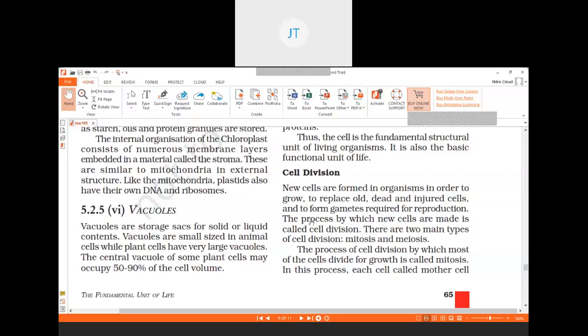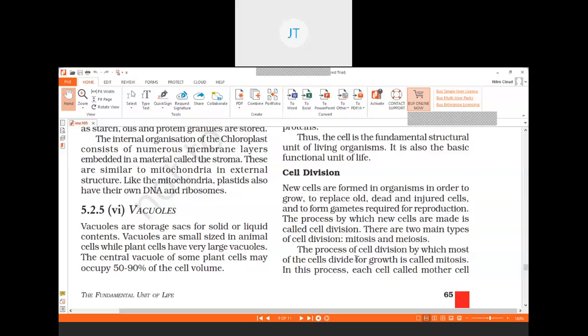Okay, the process by which new cells are made is called cell division. Simple definition: there are two main types of cell division, mitosis and meiosis. The process of cell division by which most cells divide for growth is called mitosis. Okay, simple vegetative growth, apart from sexual reproduction. For example, if from one organism you give birth to a new organism, then it is not vegetative growth.